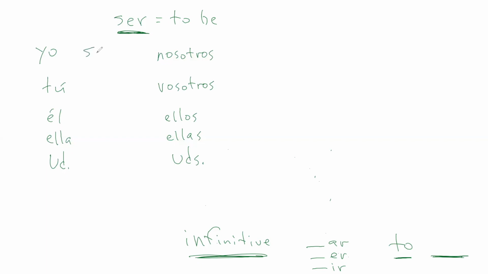So maybe repeat after me. Yo soy. Great. Tú eres. Great. Now, these three are going to share the same form. So we're just going to write it once here. Repite. Repeat after me. Él es. Ella es. Usted es. Great. Then we've got the plurals. Nosotros somos. Great. Vosotros sois. Very good. And then these again are going to share the same form. Ellos son. Ellas son.